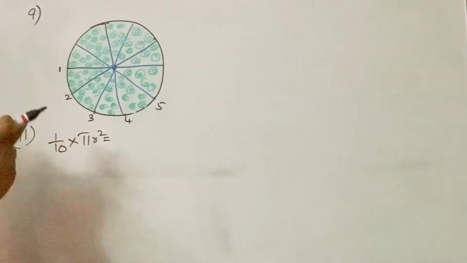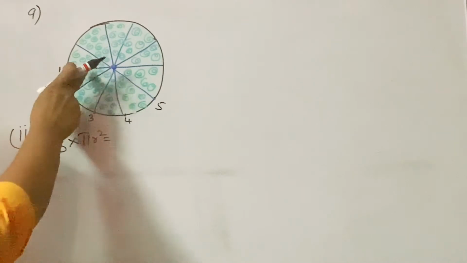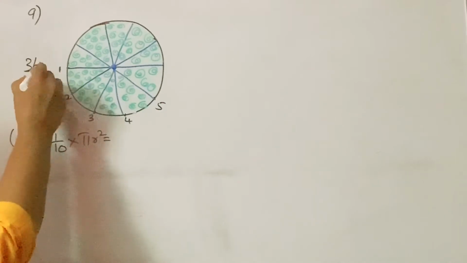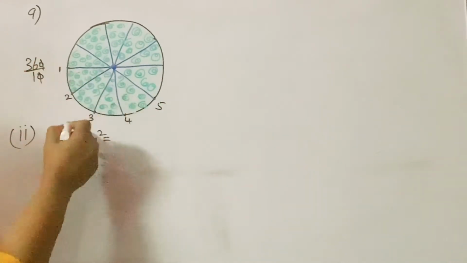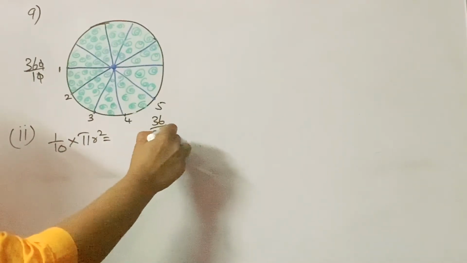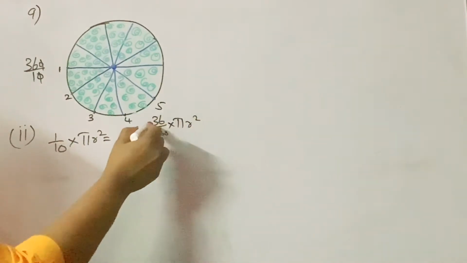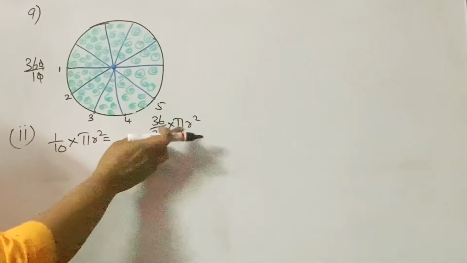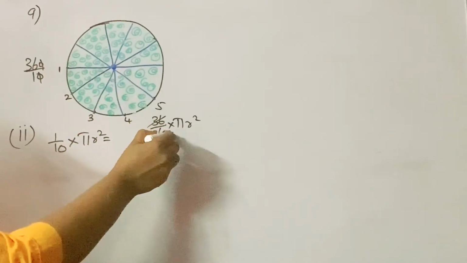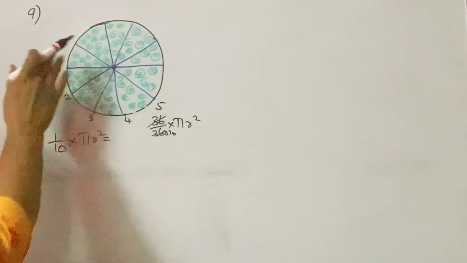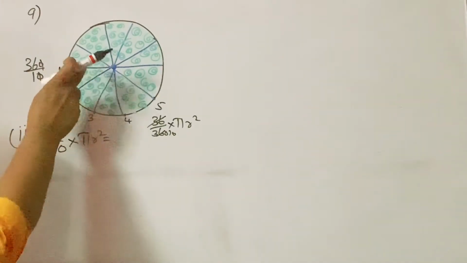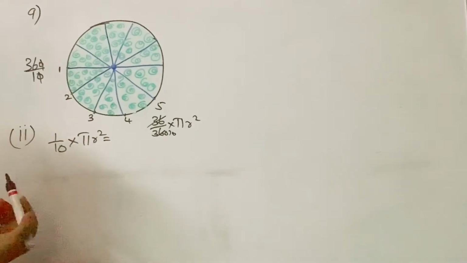Or you can find out the angle, because the total angle is 360, divided by 10. Then each angle is 36 degrees. So you can do like that also: 36 by 360 into pi r square. Area of the sector is equal to theta by 360 into pi r square. Anyway, here the circle is divided into 10 equal parts, so the area of each part is 1 by 10 into pi r square.